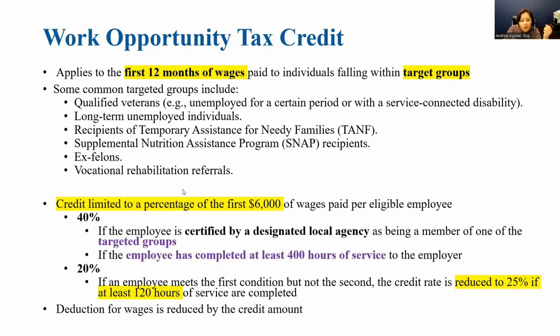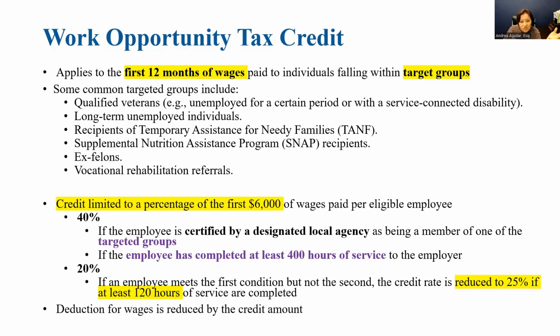So if you are providing jobs to these particular individuals, then you can qualify for this credit, the work opportunity tax credit, for the compensation that you're paying to these individuals for the first 12 months of wages. Okay, it's not forever, just 12 months of wages. Now, the credit has a limitation.